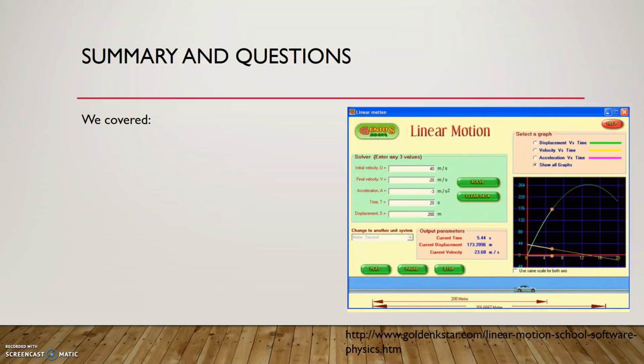So what have we covered? We have covered displacement, differences in average speed and velocity, as well as acceleration. We will go over more in class.